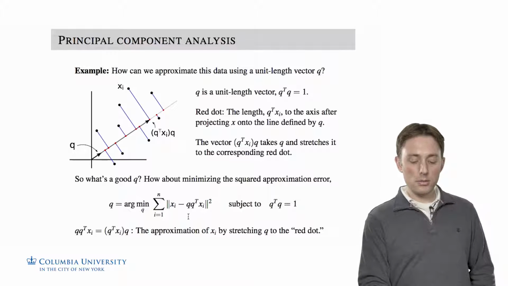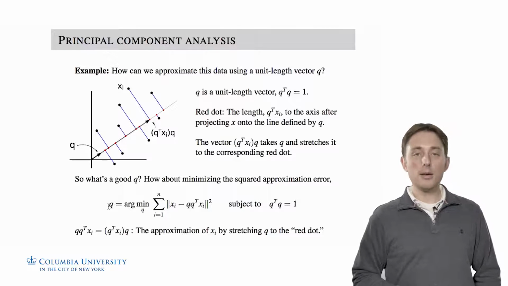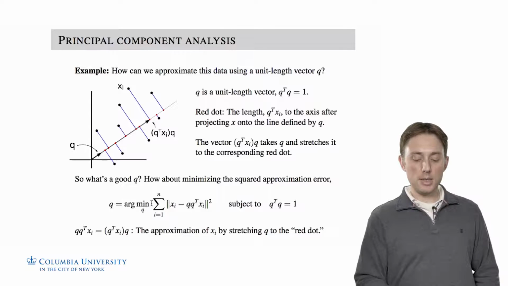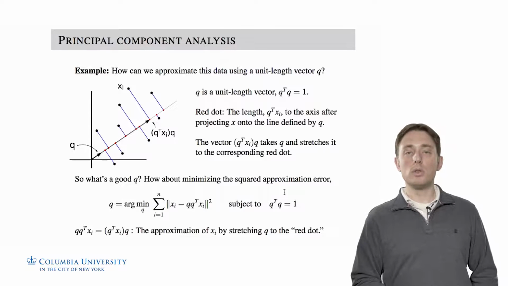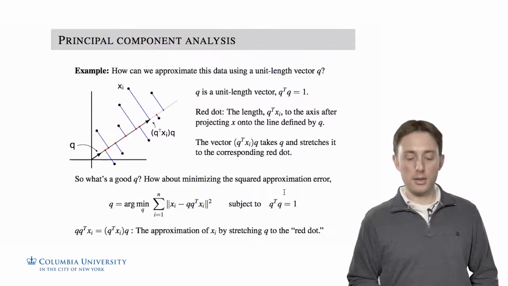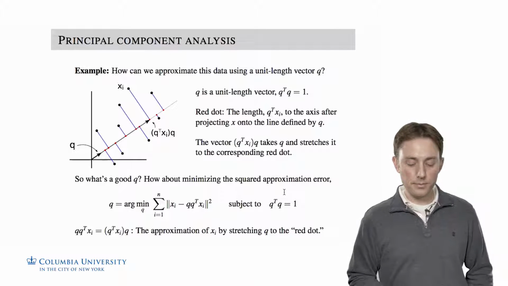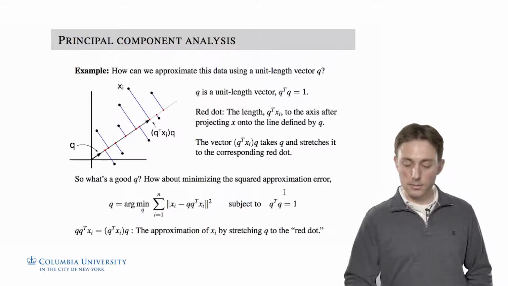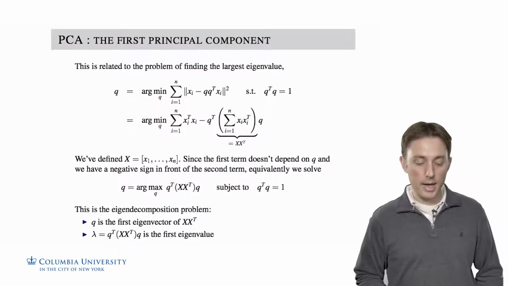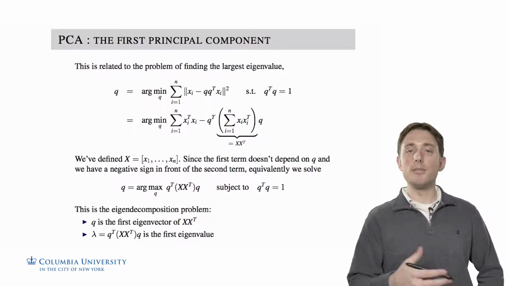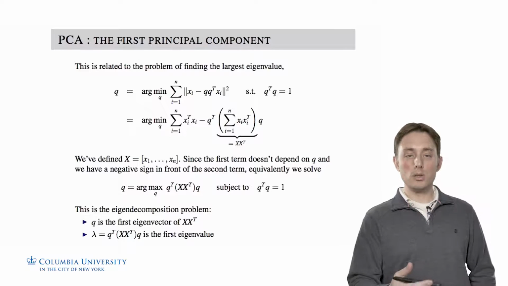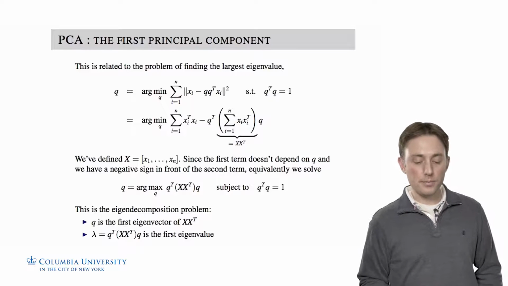We square that error and now sum the squared errors, and we now try to find the vector q that minimizes this sum of squared errors, subject to q having to be unit length. So this is the PCA problem in a nutshell. However, we're going to rewrite it in a different, equivalent way, which is how it can be done in a computer.